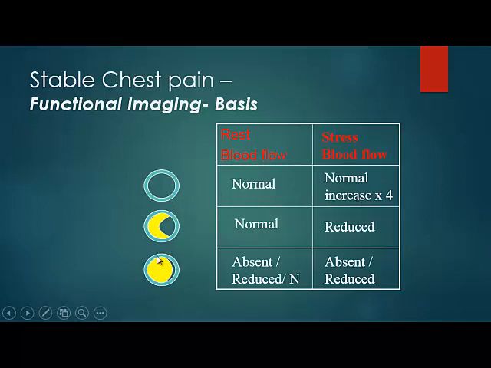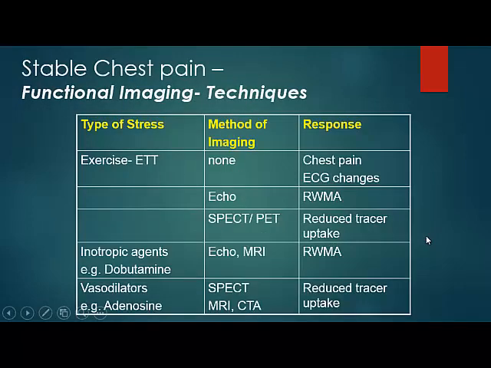If you have, on the other hand, severe stenosis, then you may have reduced blood flow or absent blood flow at rest, and also absent on stress. If you have moderate stenosis, then you have more normal blood flow at rest, but reduced blood flow at stress. Okay? And that's what we're looking for, this particular situation on stress imaging.